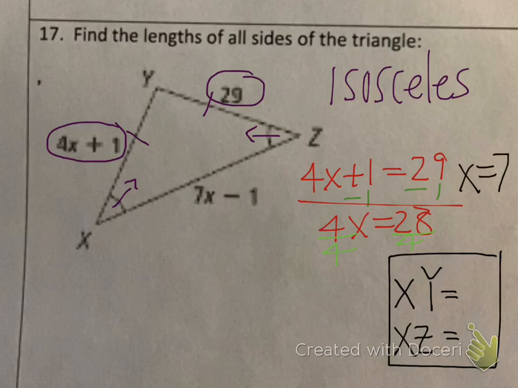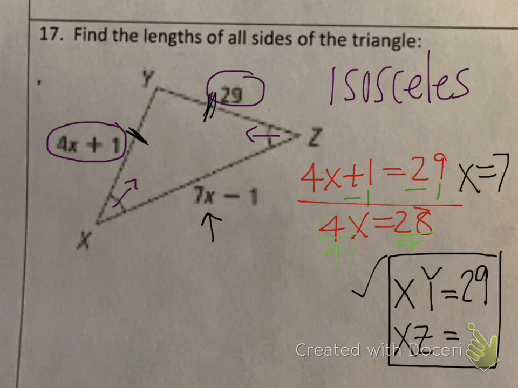So now that I have x is 7, I can plug that in in order to find XZ. I already know the answer to one of my side lengths, XY, since these were equal to each other. Since 4x plus 1 was the same as 29, then without even having to plug in x, I know it's 29 as well. And then how do I find XZ?